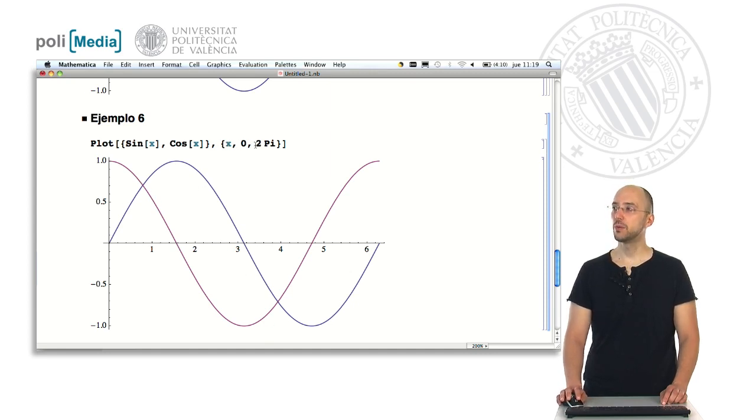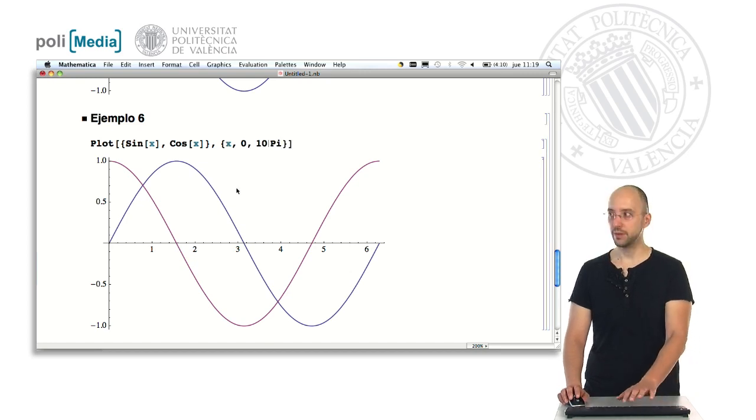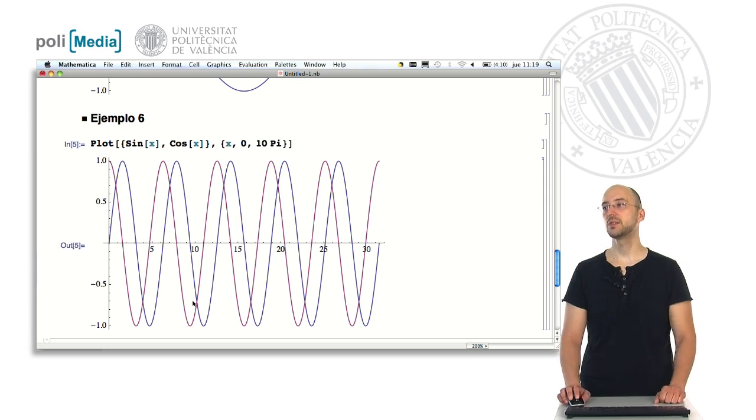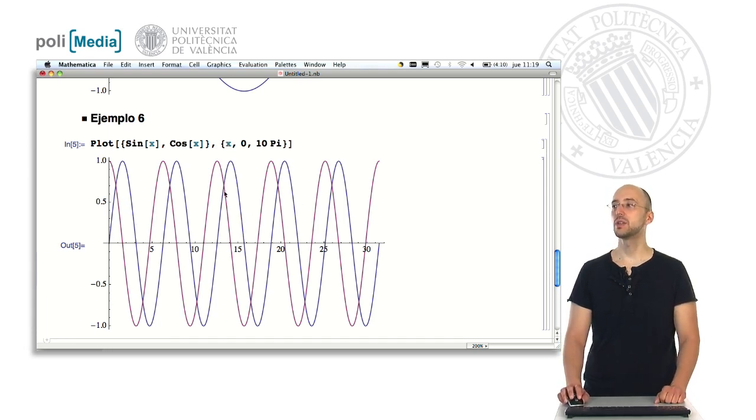We are going to increase the range so that you can see what happens. We are going to put, for example, from 0 to 10 pi. In this case, as you can see, it is a wave, the blue is the sine, the red is the cosine, and it is practically the same wave, but shifted.